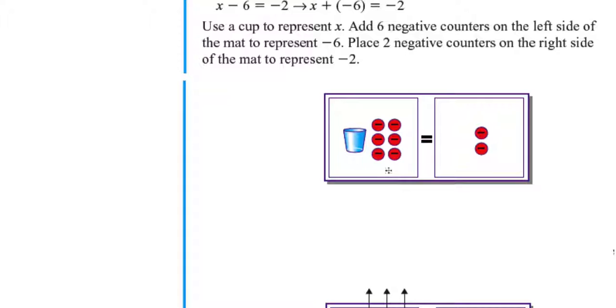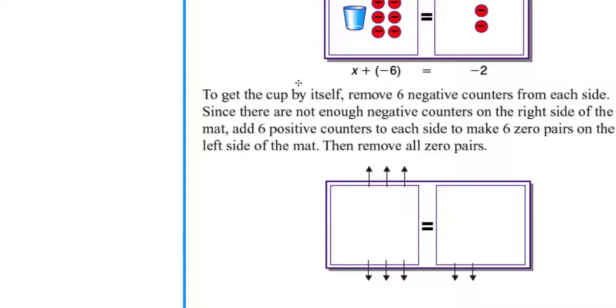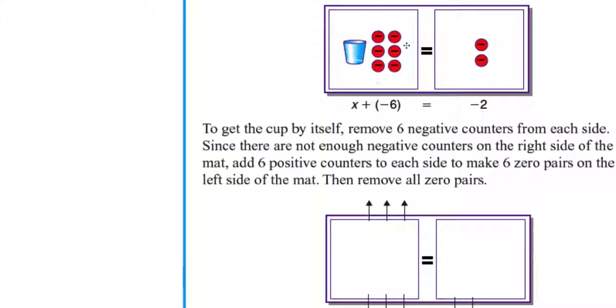Okay, so we want to get rid of our negative 6 counters. So here you have x plus negative 6 equals negative 2. And to get the cup by itself, we want to remove 6 negative counters from each side. But if you notice, we can remove 6 negative counters here, but we cannot remove 6 negative counters here because it's not enough. Okay, so since there are not enough negative counters on the right side of the mat, add 6 positive counters to each side. So we want to add 6 positive counters here, so we'll have 6 zero pairs.